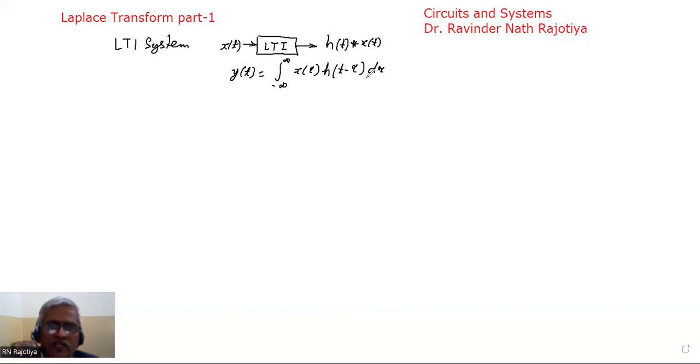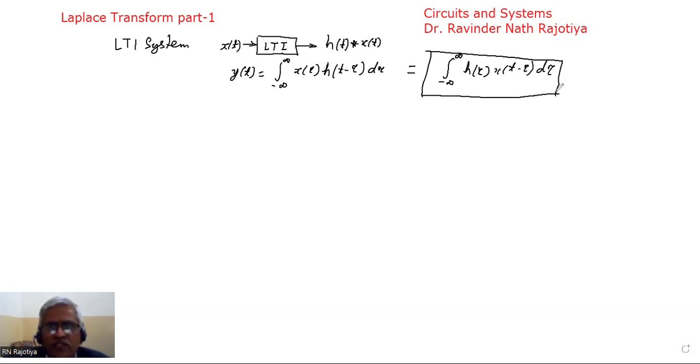We also said that this equation could be written as the integral from minus infinity to plus infinity of h(tau) x(t minus tau) d tau. So this is one of the most important equations for finding the response of an LTI system.